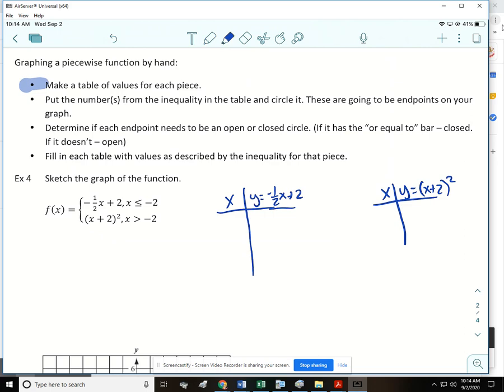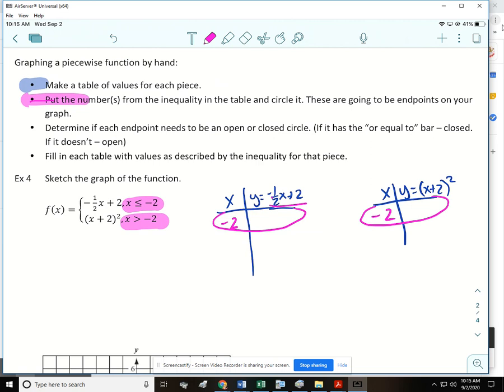All right, then what I want you guys to do is put the number or numbers from the inequality in the table and circle it. Okay, so the inequality is this part right here. So whatever those numbers are, if it is in your piece, doesn't matter if it has the or equal to bar, if it is written for the piece for negative 1/2 x plus 2, you put it in the table. And then we are going to circle it.